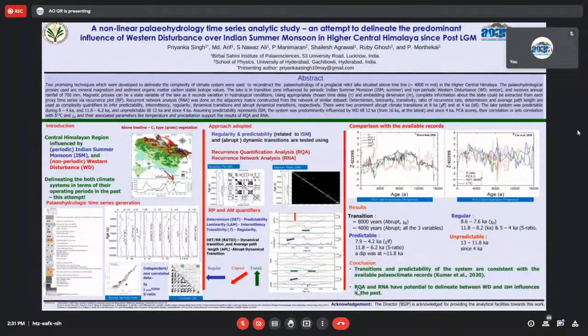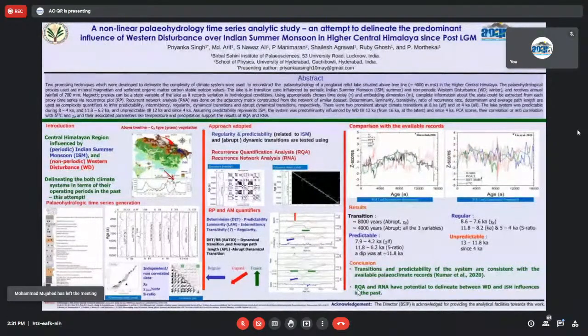The plot has age versus 9 magnetic proxy parameters. Three less or non-correlated parameters, that is KLF, susceptibility, KARM by SIRM for grain size, and S ratio for mineralogy, were selected using the correlation coefficient for further analysis. RQA and RNA were done to check the climate regularity and dynamic transition and compared with the available records.